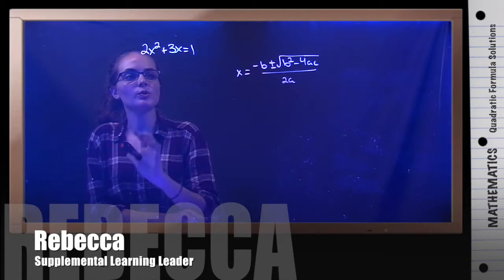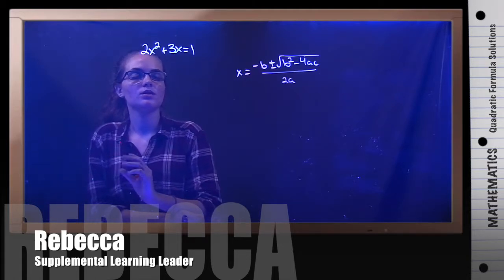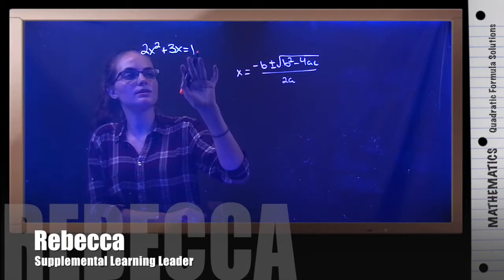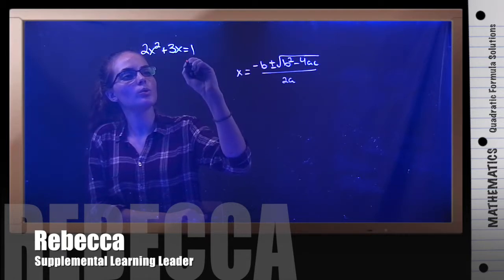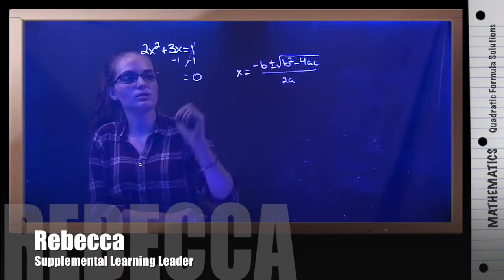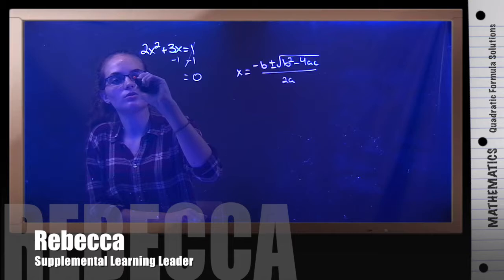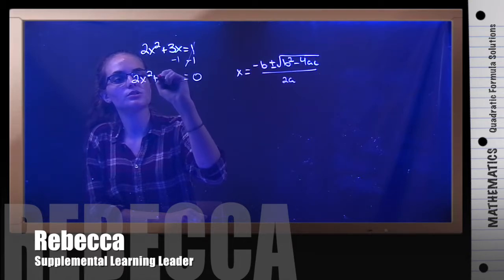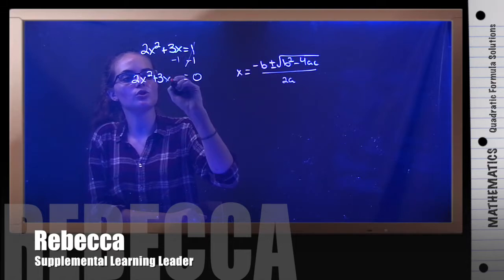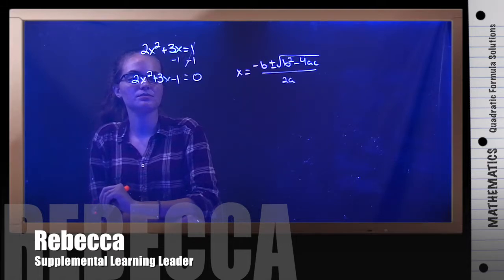Now we want to make sure our equation is in the correct form. The first thing is you want to make sure that it equals 0, which it doesn't. It equals 1 right now. So we want to subtract the 1 from both sides so that it is equal to 0. Now 2x squared plus 3x, this 1 is not like terms with any of these things, so you just want to do minus 1.